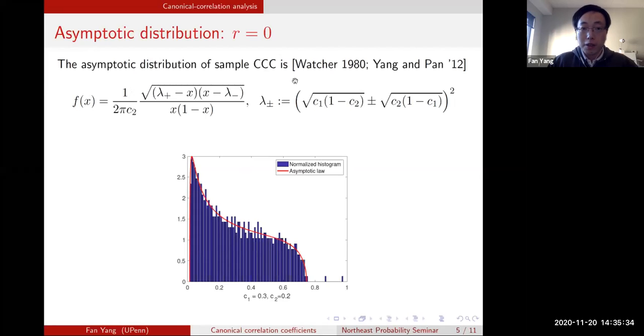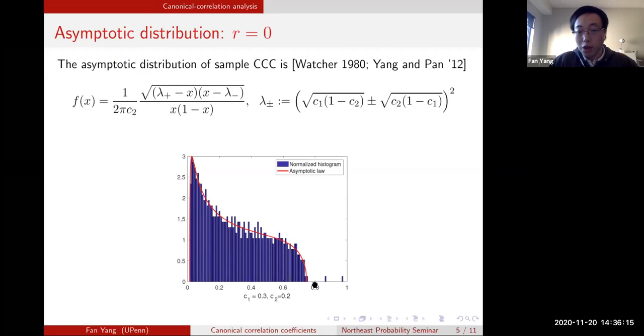If there is no signal, in other words when r equals 0, it has been shown that the asymptotic distribution of the sample CCCs is given by this deterministic function. It's a nice-looking function. Actually, it's very close to the Marchenko-Pastur law if we disregard the factor 1 minus x. If we disregard that factor, it is actually the Marchenko-Pastur law. The density is supported between lambda minus and lambda plus, which are given by these deterministic functions.